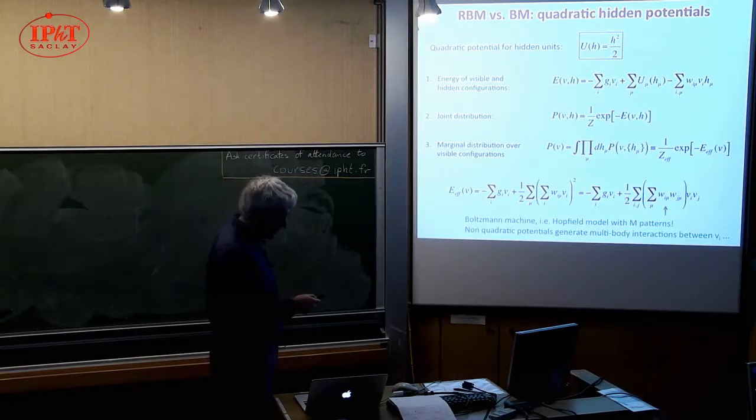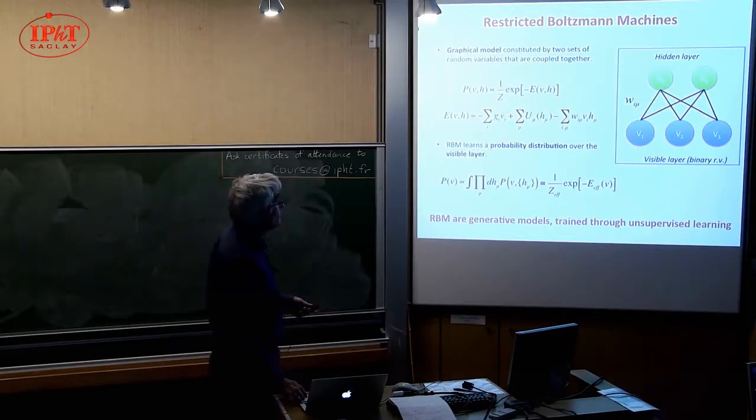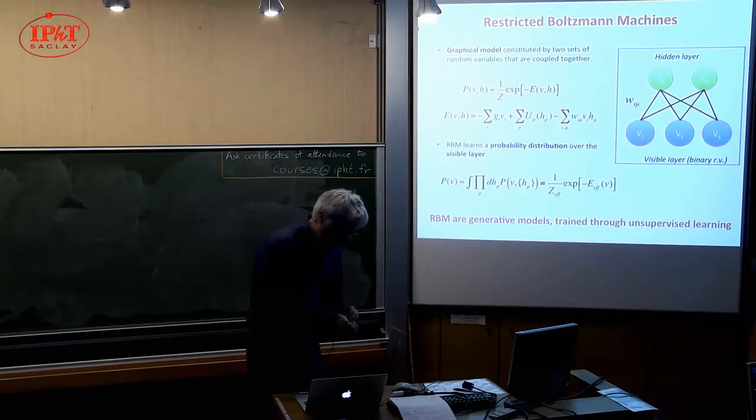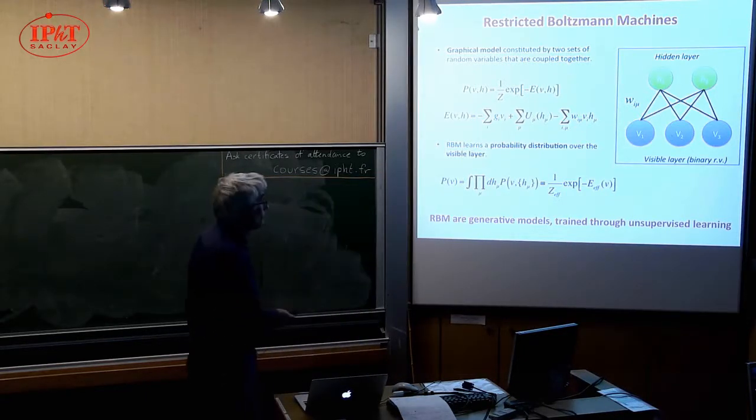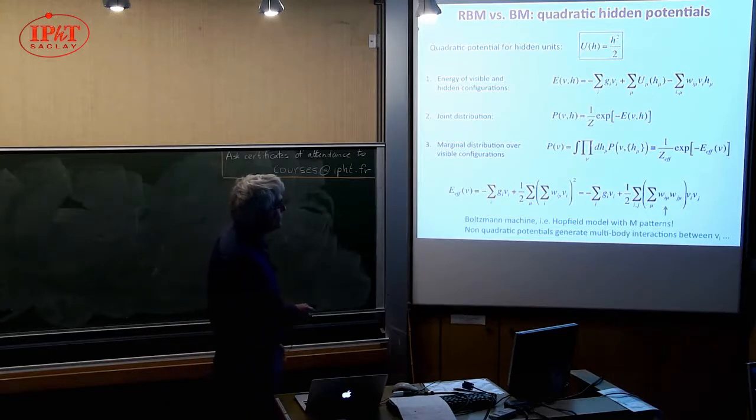And this is when the potential acting on the hidden units is a quadratic potential, this U of H. And the reason for that is very simple. You can understand that if you want to compute the marginal distribution, which is the integral over H of P of V,H, this integral is simply a Gaussian integral. It can be done very easily.